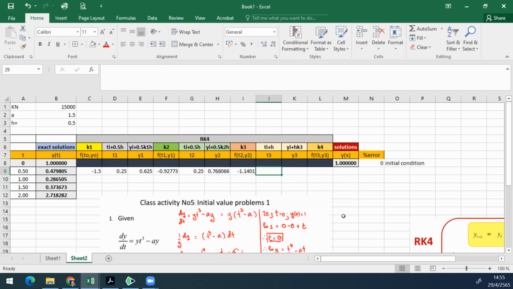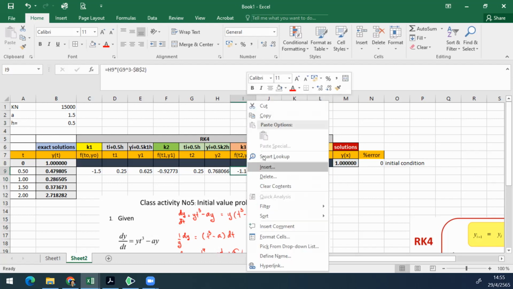And then t3 is equal to what? T3 is equal to ti plus h. And y3 becomes yi plus K3 h. And K4 is the same, right?